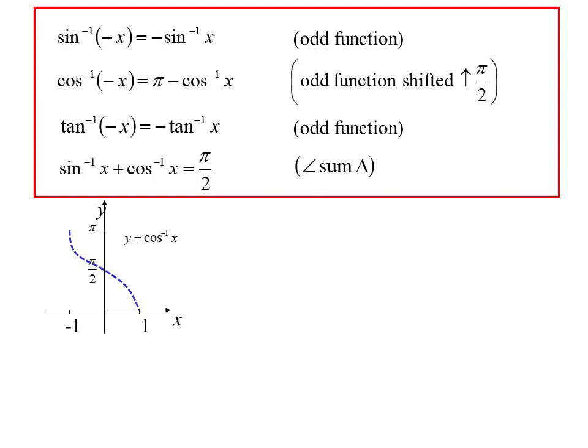There's the inverse cos graph. If I shift it back down so it becomes an odd function, well, that new graph would be inverse cos of x minus pi on 2. I've shifted it down pi on 2 units. Now it's an odd function.